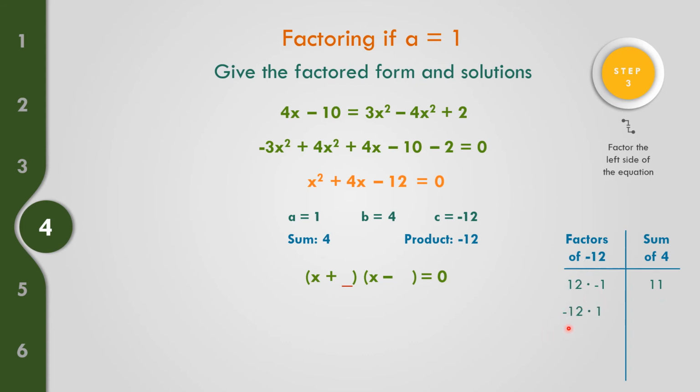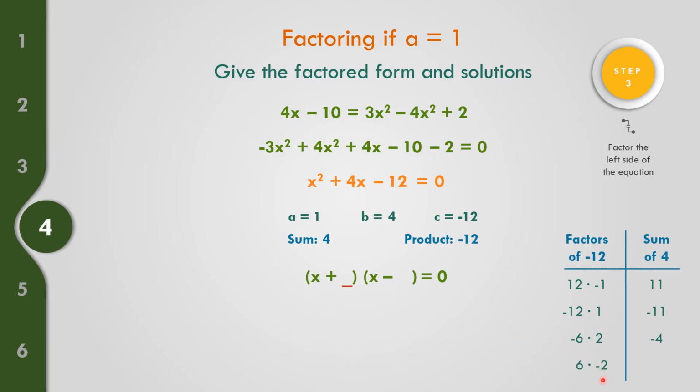Next, if we change the sign, negative 12 times 1, that is negative 12. But then, if we add negative 12 plus 1, that is equal to negative 11. Hindi pa rin pwede. So, negative 6 times 2, that is correct, negative 12. If we add negative 6 plus 2, that is equal to negative 4. So, the value of b is 4. So, hindi pa rin pwede ito.